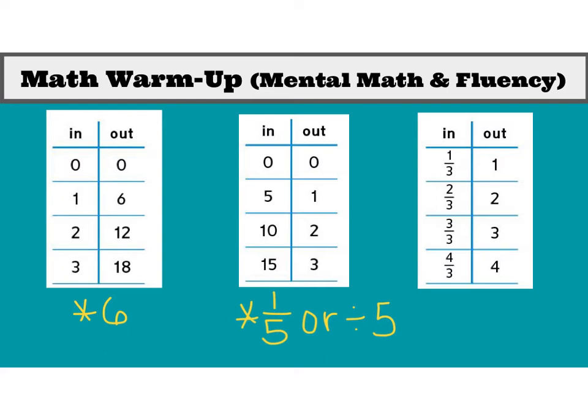Okay, so let's take a look at the last one. We have 1/3, 2/3, 3/3, 4/3 on our inside, and 1, 2, 3, 4 on the outside. Our rule for this particular table is divide by 1/3 or times 3. How'd you do?